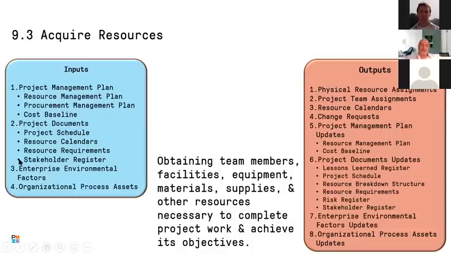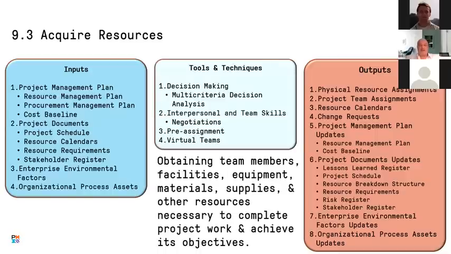Similar to what we have looked at in the other processes. For tools and techniques here, we have decision making, interpersonal and team skills, pre-assignment, and virtual teams, and we are going to talk about these a little bit. Decision making is the multi-criteria decision analysis, and this is one of the 3 decision-making techniques. We said the first one is voting, the second one is autocratic, where a single person makes the decision, and the third one, which is a favorite of mine, is multi-criteria decision analysis.